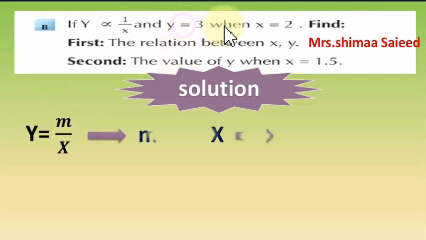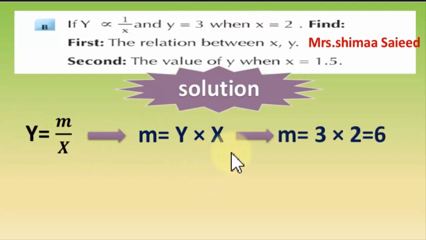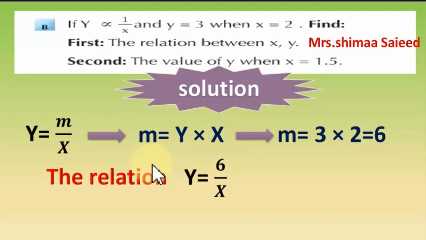y equals 3, x equals 2. So m equals y times x, which is 3 times 2 equals 6. So the relation between x and y is y equals 6 over x. y equals m over x, and we calculated m. m equals 6, so y equals 6 over x.